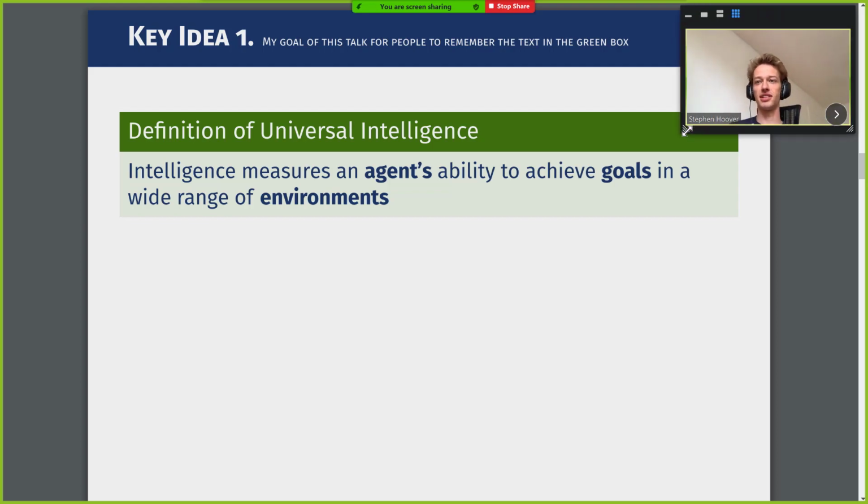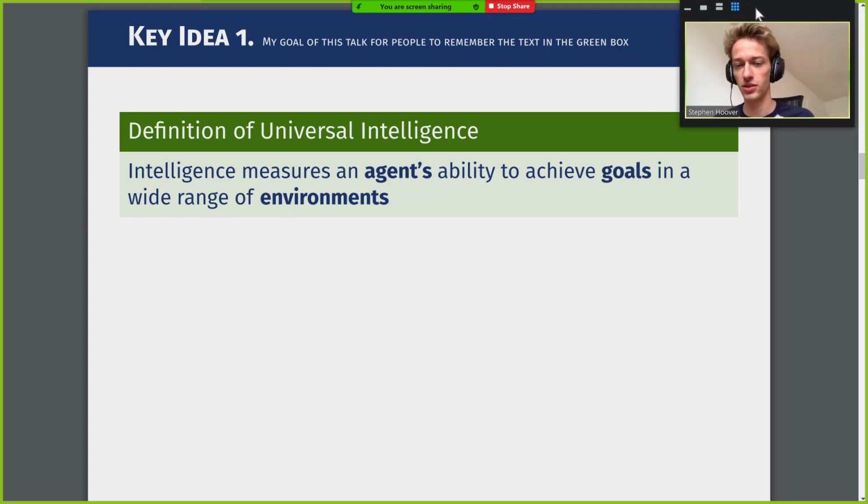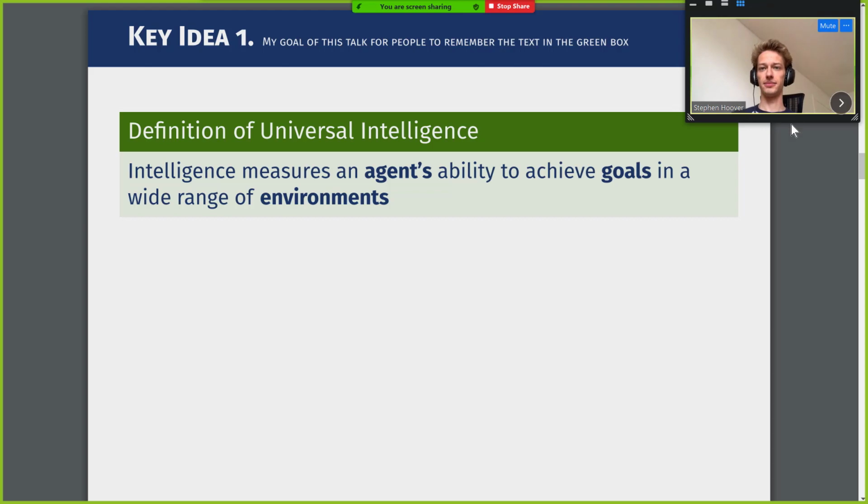Intelligence measures an agent's ability to achieve goals in a wide range of environments. I'm focusing on this because we're in the AI safety reading group, and many of us are concerned with what happens when systems become super intelligent. If you have a clear mathematical definition, maybe you could define it, but this has key implications for something like the orthogonality thesis, which says that intelligence and goals are separate.